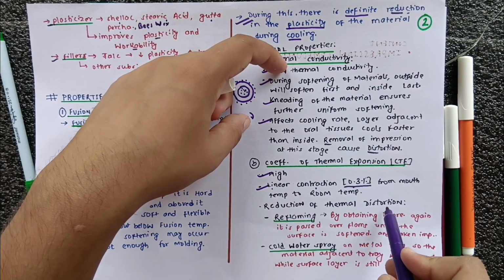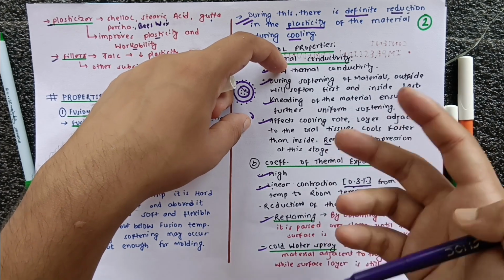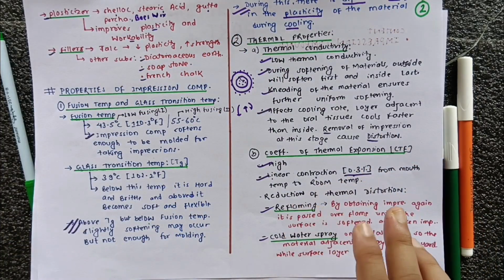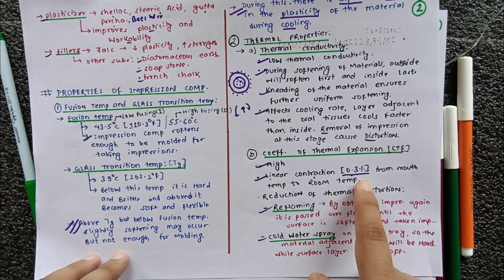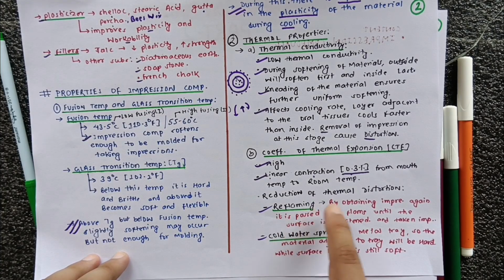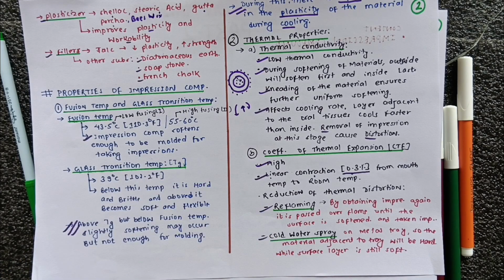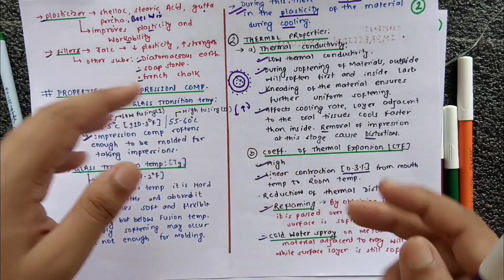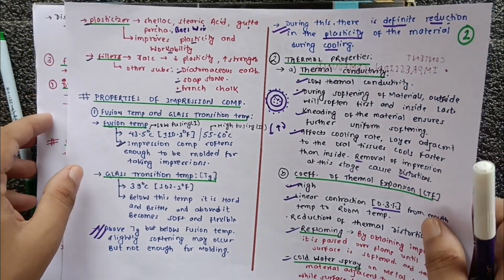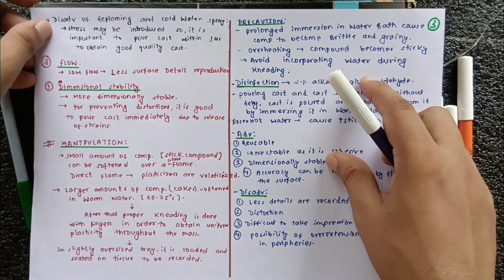After that, reduction of the thermal distortion. There are two points: reflaming and cold water spray. Just remember, don't go into detail about this; just think that there is a high coefficient of thermal expansion and linear contraction of 0.3%. For reducing this thermal distortion, you do reflaming and cold water spray. In reflaming, you reflame it and take the second impression, and in cold water spray, you put the cold water spray on the beneath portion, on the metal tray, so that the surface adjacent to the tray would be hard and the surface layer is still soft.